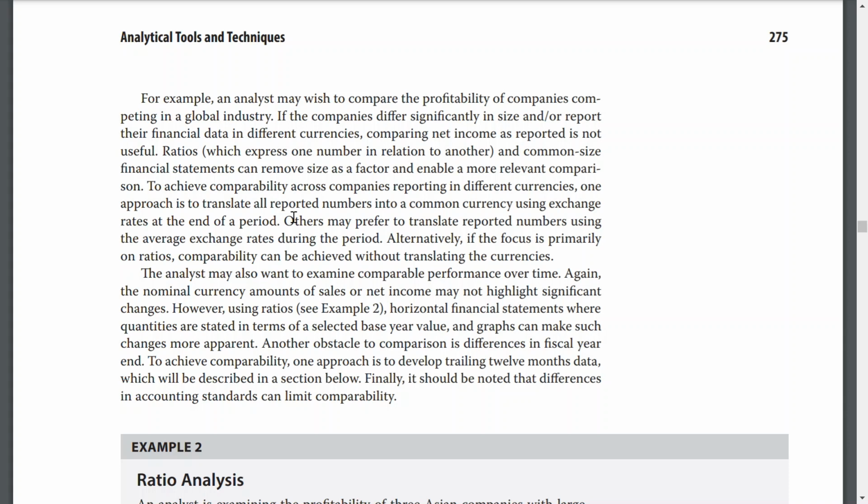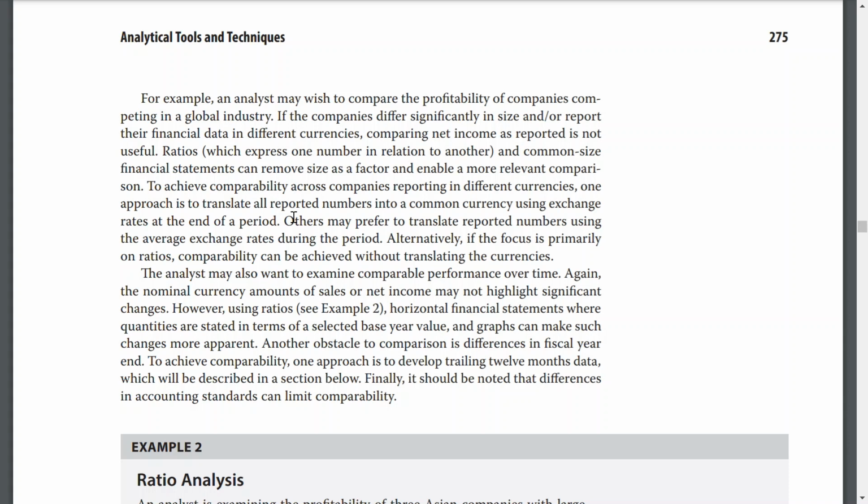To achieve comparability across companies reporting in different currencies, one approach is to translate all reported numbers into a common currency using exchange rates at the end of the period. Others may prefer to translate reported numbers using an average exchange rate during the period. Alternatively, one can focus primarily on ratios. Comparability can be achieved without translating the currency.